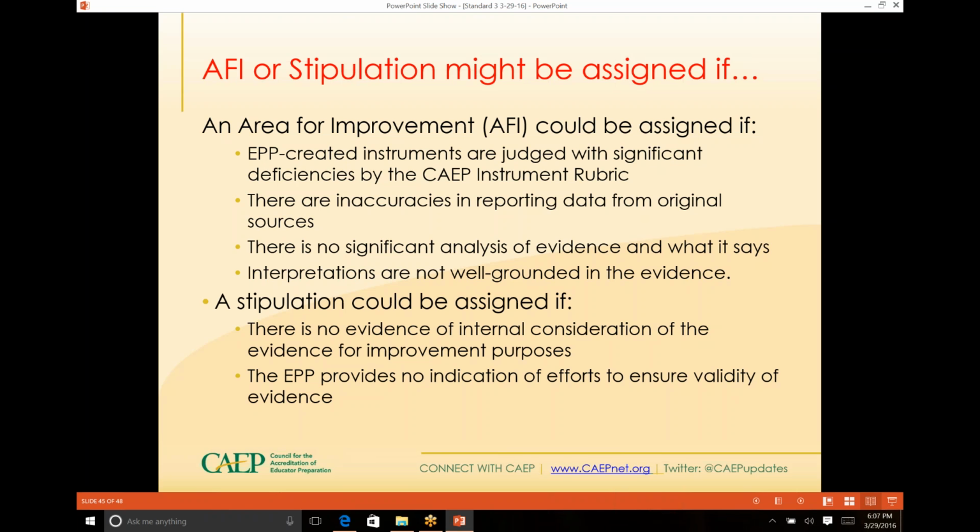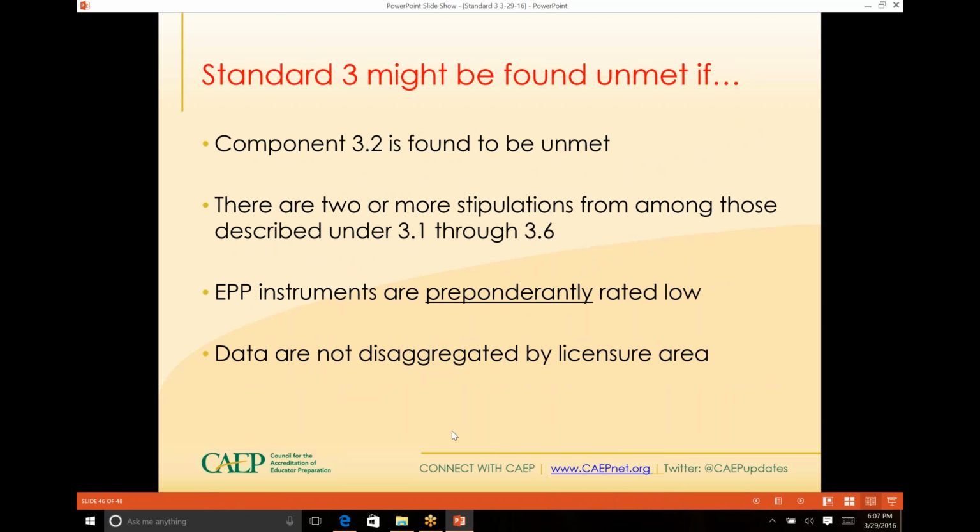A stipulation, as I said, is a more serious weakness, and it can be assigned if there's no evidence of internal consideration of the evidence for improvement purposes. So if you're not showing how you're using your recruitment plan and your admissions criteria, etc., and making changes in things, then that could be the basis for a stipulation. And if you have made absolutely no efforts to ensure the validity of your evidence, then that too could result in a stipulation.